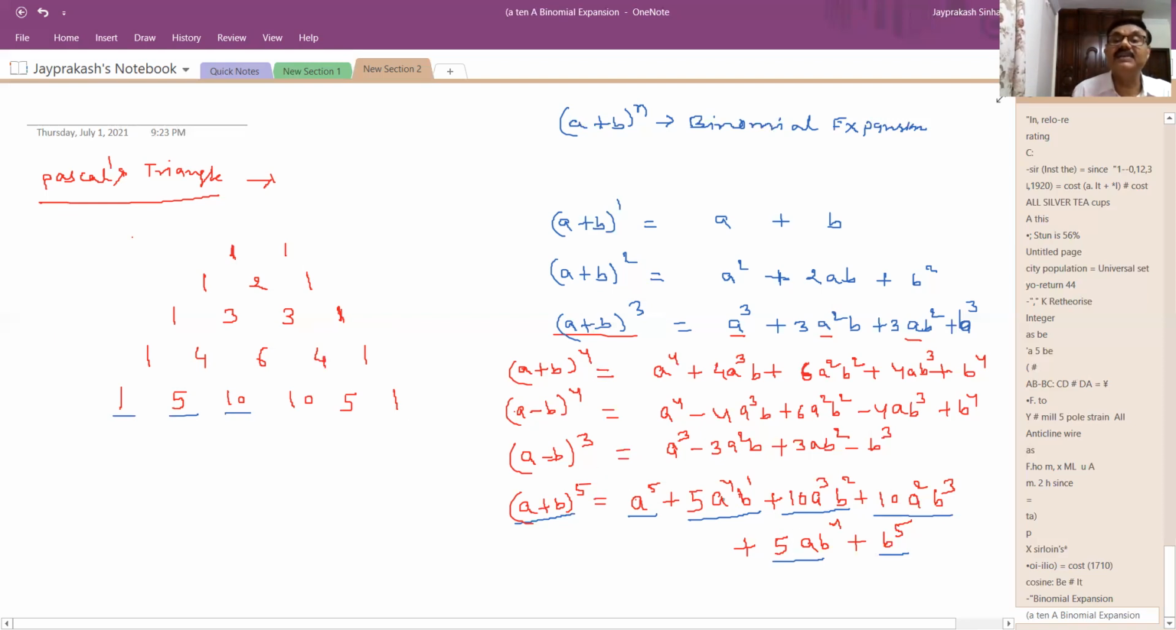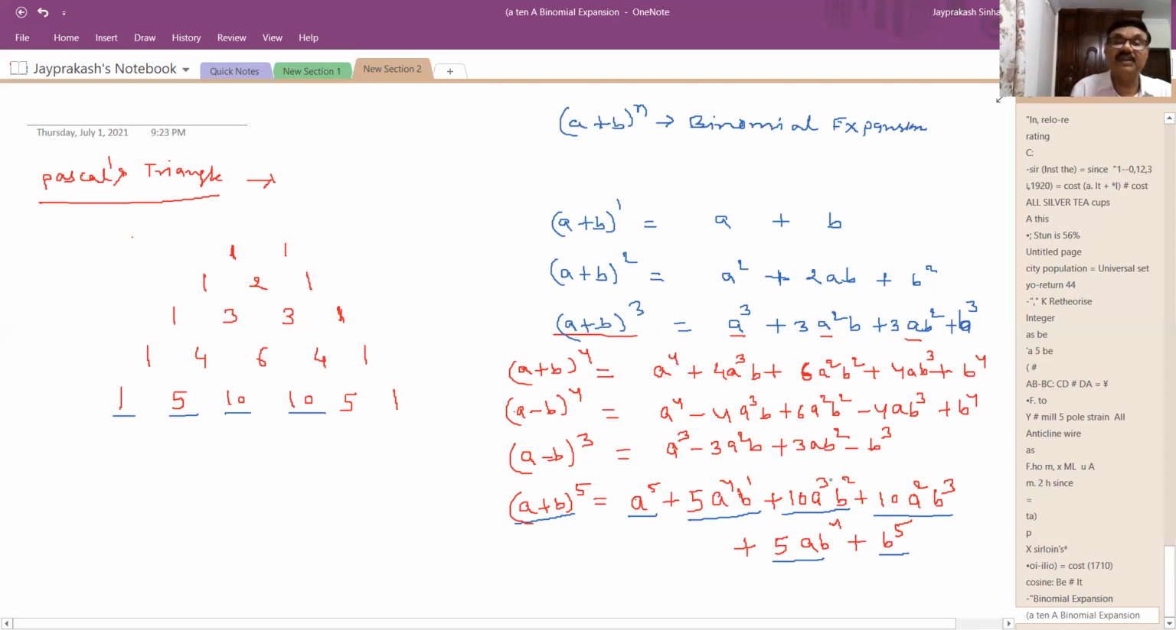And the power of a will be reduced by 1. It will become a cubed. And the power of b will be increased by 1, so it will be b squared. Next, what will be the coefficient of the fourth term? The coefficient of the fourth term is 10. So we have written 10. Now reduce the power of a by 1, so it will be a squared, and increase the power of b by 1. It will become b cubed. Okay.